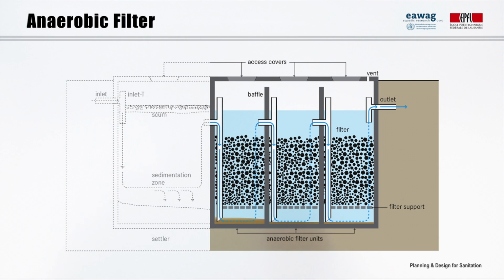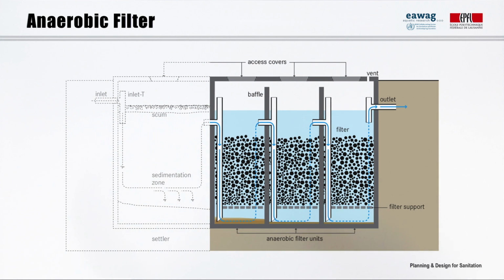It works exactly on the same principle as the ABR, with the addition of filter media, like gravel, crushed rocks, cinder, pumice, or plastic chips. Typical filter material sizes range from 12 to 55 millimeters in diameter. The ideal filter should have a large surface area for the bacteria to grow, with pores large enough to prevent clogging.